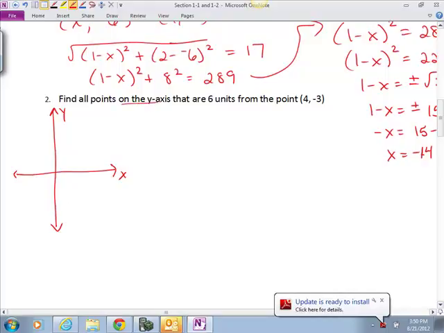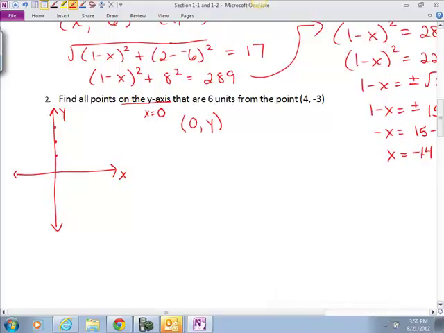So if they're on the y-axis, that means the x-coordinate is 0. Any point on here has an x-coordinate of 0. So we have this point (0, y). Now we want it to be 6 units from the point (4, -3). So (4, -3) is the point that we want this point to be 6 units from. So our distance there is 6.